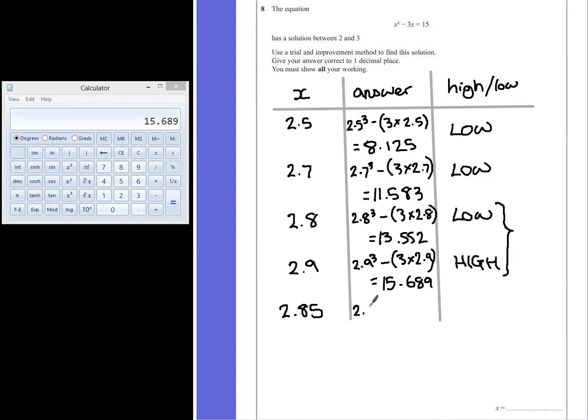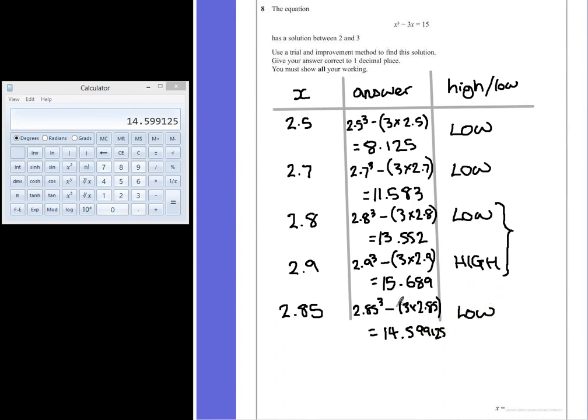So we have 2.85 cubed take away 3 times 2.85. If we put that into the calculator, we have 2.85 cubed subtract 3 times 2.85 close brackets is equal to 14.599125, which is too low.